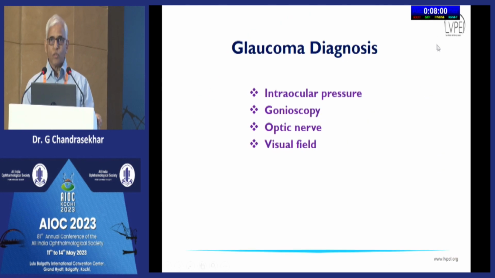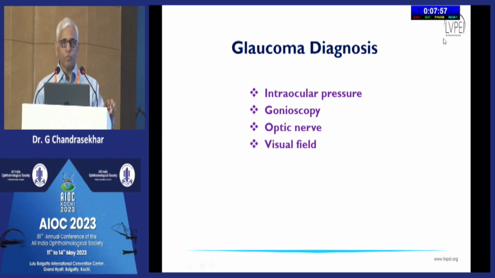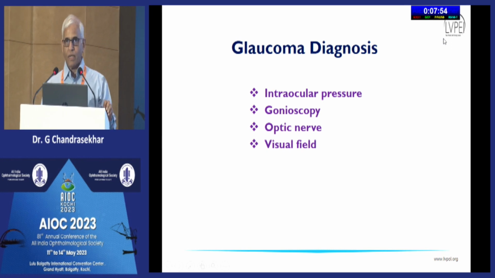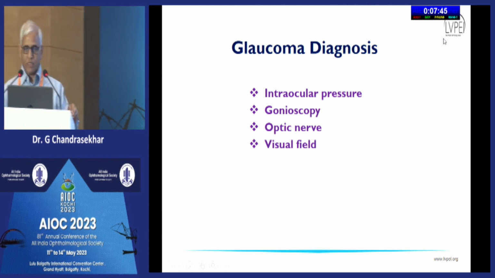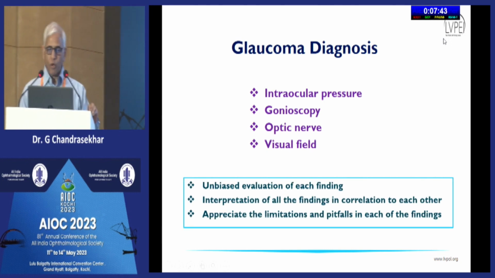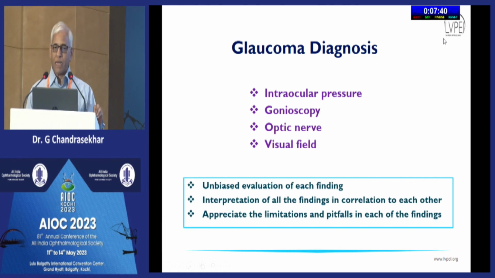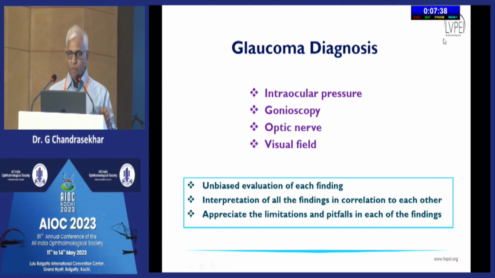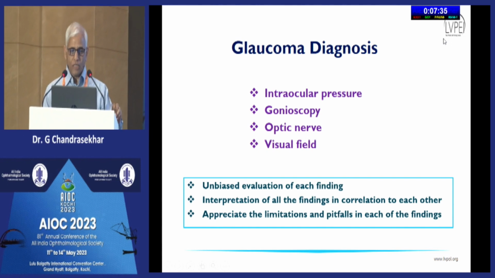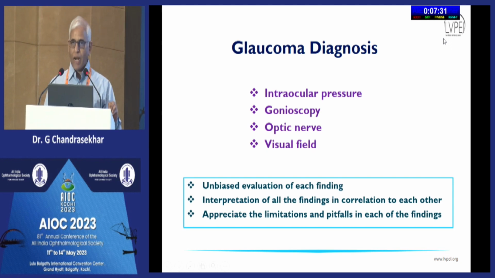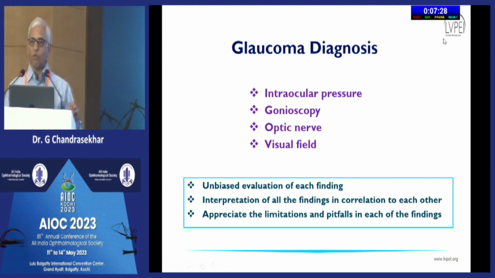So we make the diagnosis of glaucoma based on intraocular pressure, do a gonioscopy to differentiate open angle and angle closure, look at the optic nerve carefully, and do the visual fields, corroborating the damage that the intraocular pressure or other factors have produced. That is what will establish the diagnosis. I think it is important to collect information on each of these parameters in a totally unbiased fashion and then interpret the findings in correlation with each other. More importantly, we need to appreciate the limitations and pitfalls while we gather information about each of these findings.